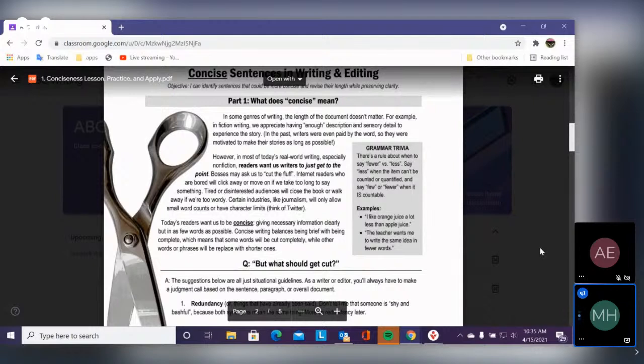Concise writing balances being brief with being complete, which means that some words will be cut completely while other words or phrases will be replaced with shorter ones. So let's look here.